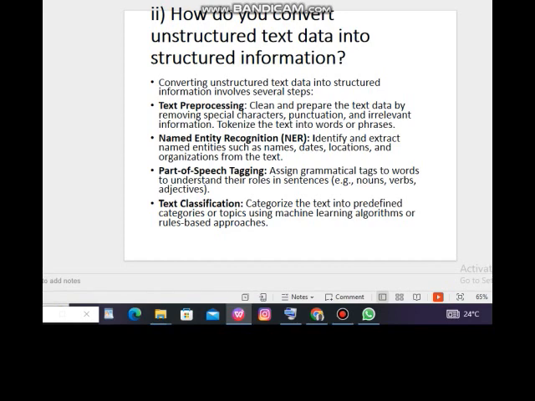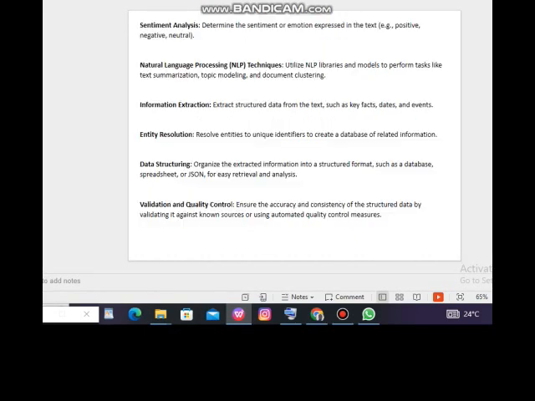adjectives. Text classification. Categorize the text into predefined categories or topics using machine learning algorithms or rules-based approaches. Sentiment analysis. Determine the sentiment or the emotion expressed in the text, whether it be positive, negative, or neutral. Natural language processing techniques. Utilize NLP libraries and models to perform tasks like text summarization, topic modeling, and document clustering.